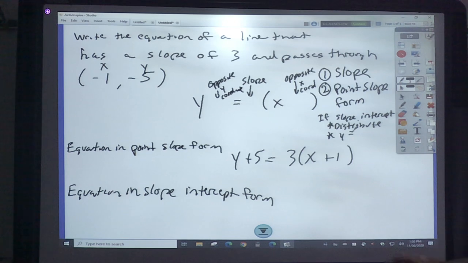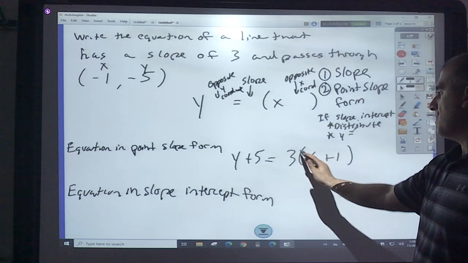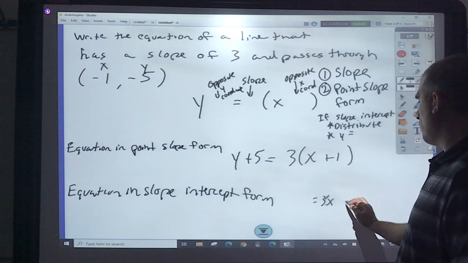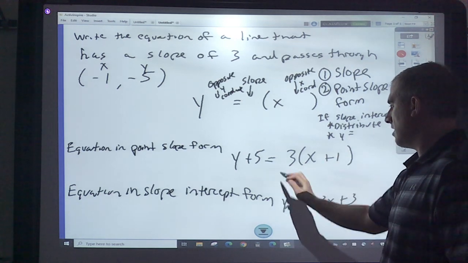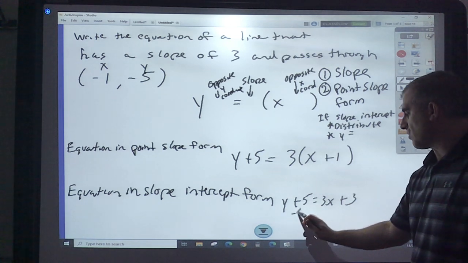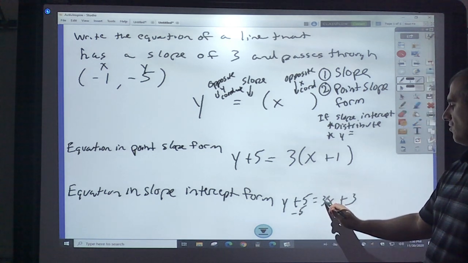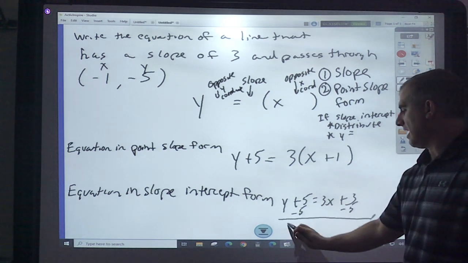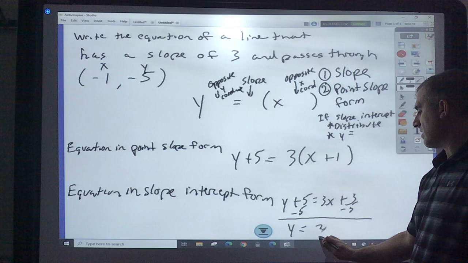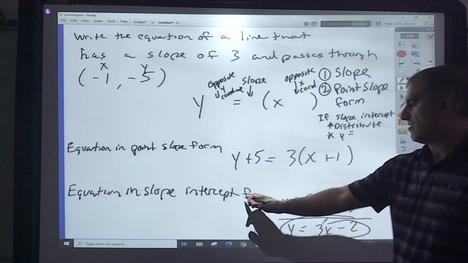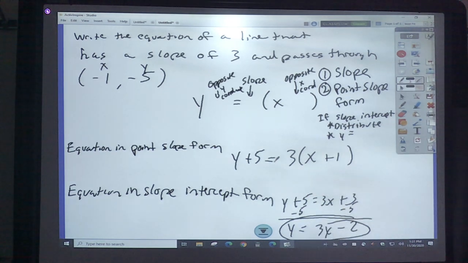Okay, so what I would do is I would multiply 3 times x, which would be 3x, 3 times 1, which would be 3. Now, to get it in y equals, all I'm going to have to do is subtract 5. Now, it's very important. I don't subtract from this one with x, I subtract over here. So what I got is y equals 3x, 3 minus 5 would be -2. And that's slope-intercept. Point slope, slope-intercept.